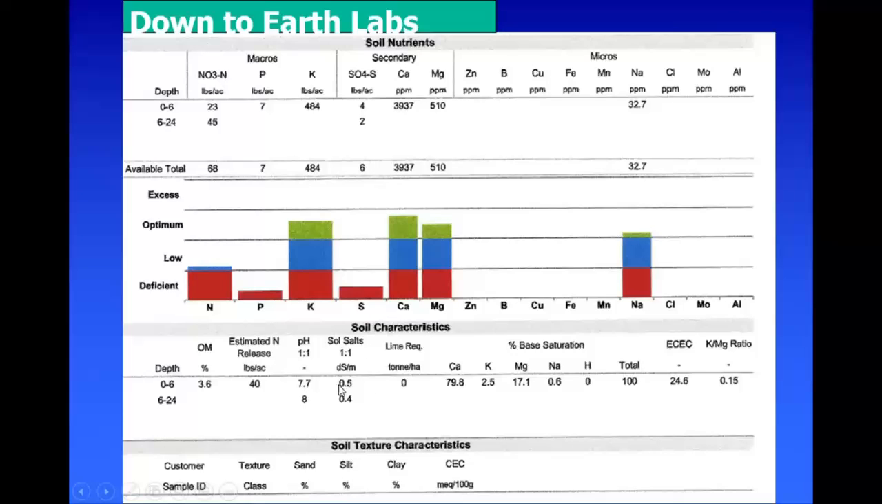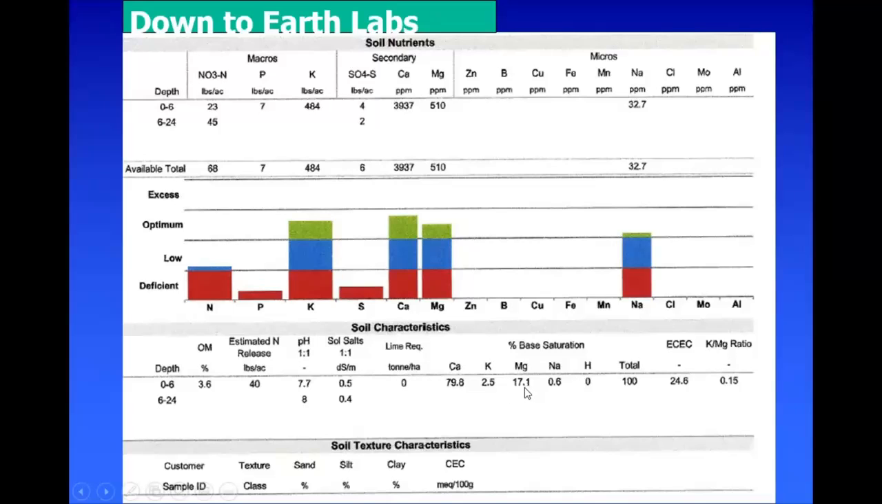Salt levels here are 0.5 decisiemens per meter. Again, very good. Now, in this particular case, they did do analysis for base saturation. This is very typical for soils in southern Alberta: about 80% calcium, just under 20% magnesium, 2.5% potassium. Now, some people will start recommending potassium when your levels are less than 4%. That's a very foolish way to be making a recommendation of potassium. You want to look at the available and exchangeable potassium on the soil test here, not base saturation.